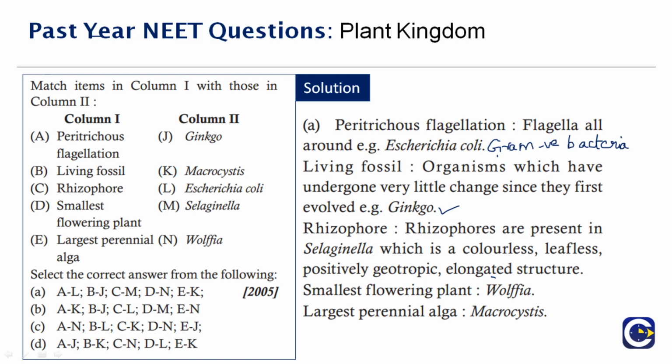Now let's move to the next one. Smallest flowering plant, that is Wolffia. Okay, and the largest perennial alga is the macrocystis. Okay, fine. With this we finish this answer.